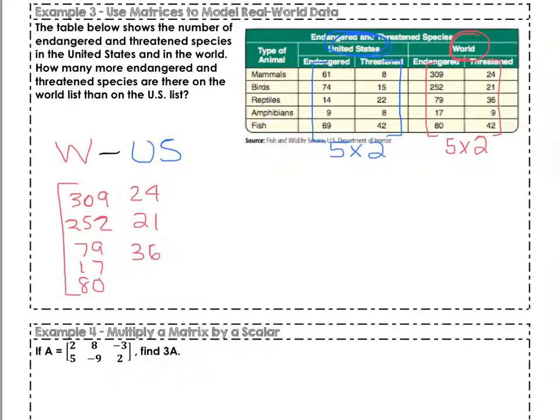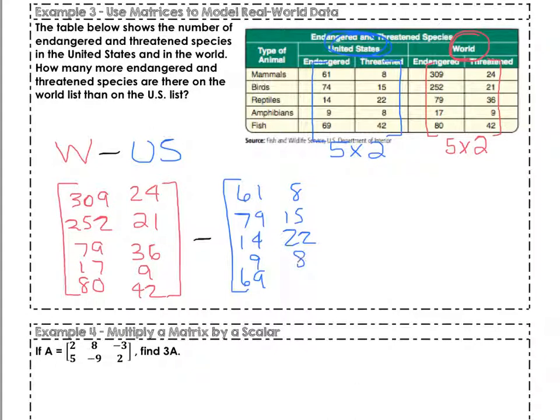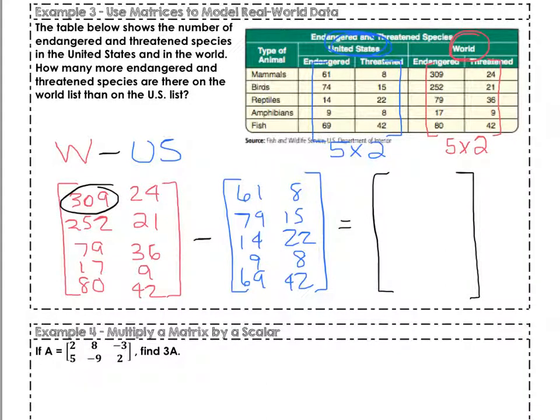Okay, it's important to recognize that the columns represent the endangered and the threatened, and the rows represent the types of animals. Okay, might not be something you think you care about right now, but actually in the end, it's going to help us answer the question that's actually being answered. All right, so they're the same dimensions, and so when we go to subtract them, we're actually just going to subtract their corresponding elements. And finally, I have this written. Okay, so our answer is going to be a 5 by 2 as well. So we have 309 minus 61. 309 minus 61 gets me 204.